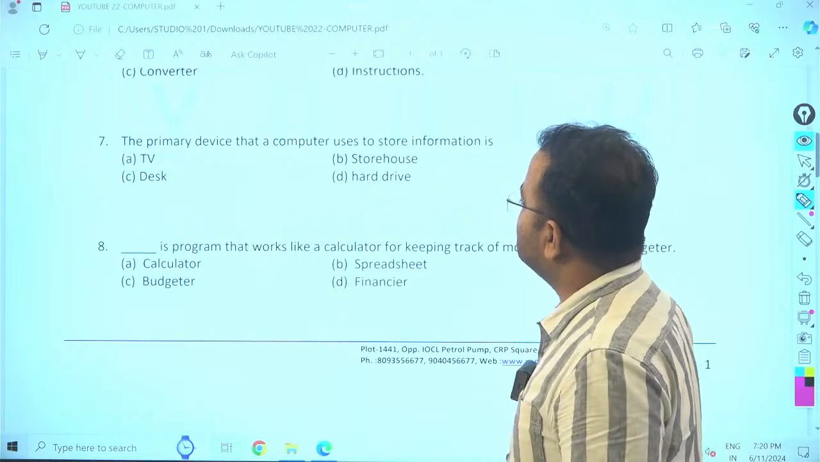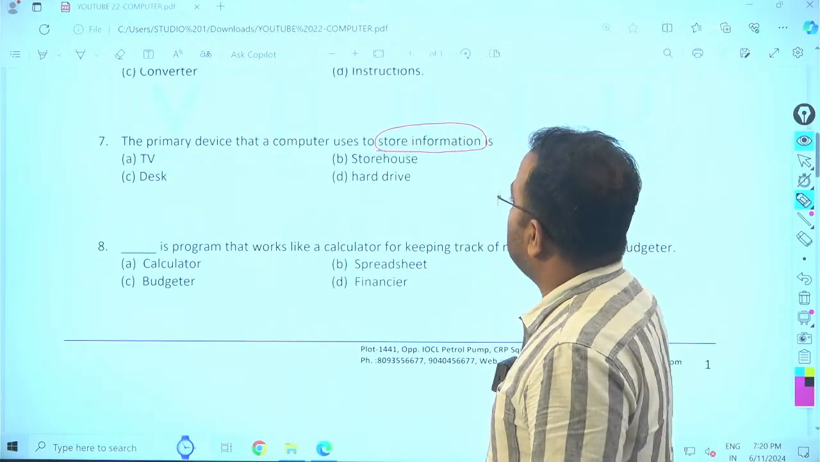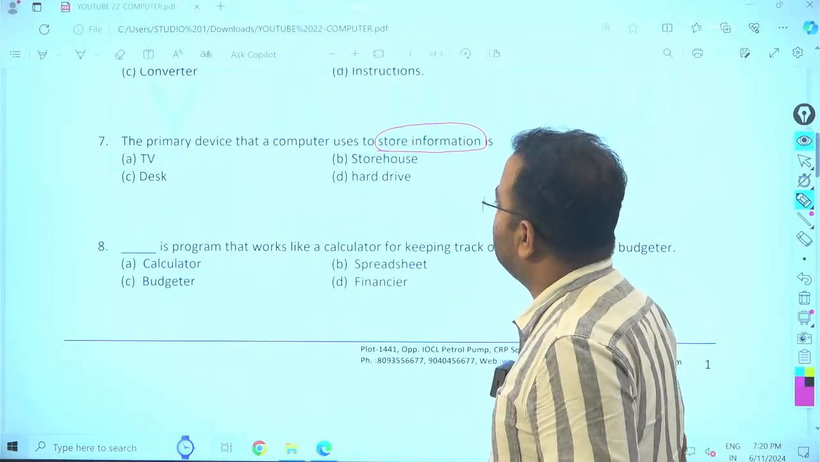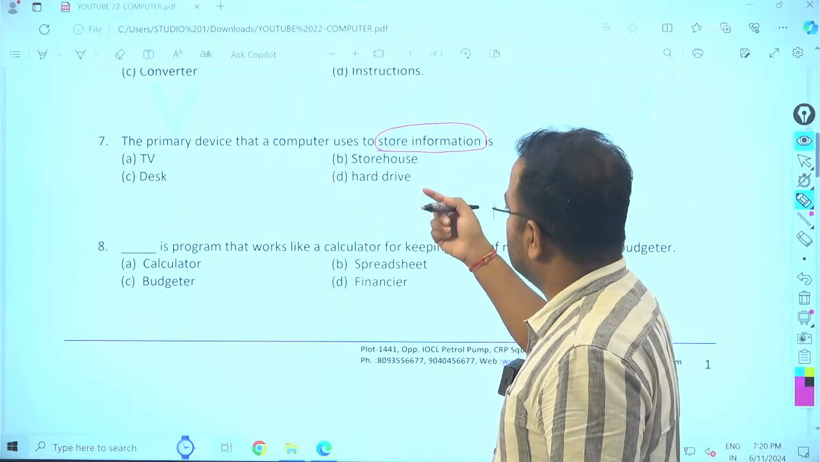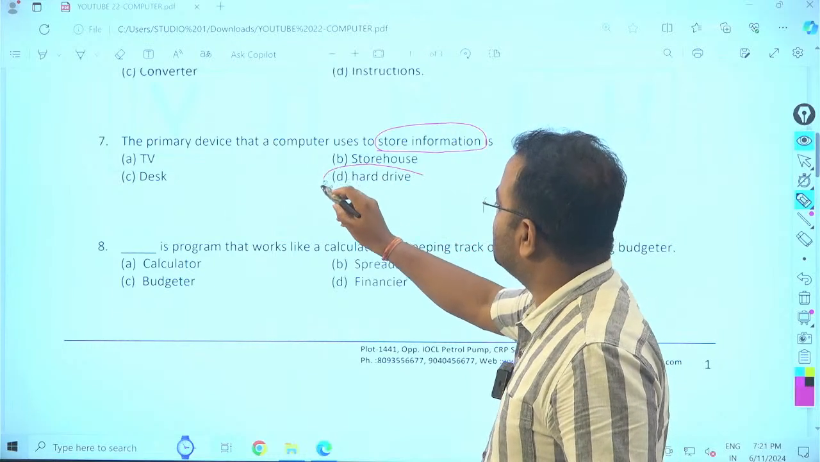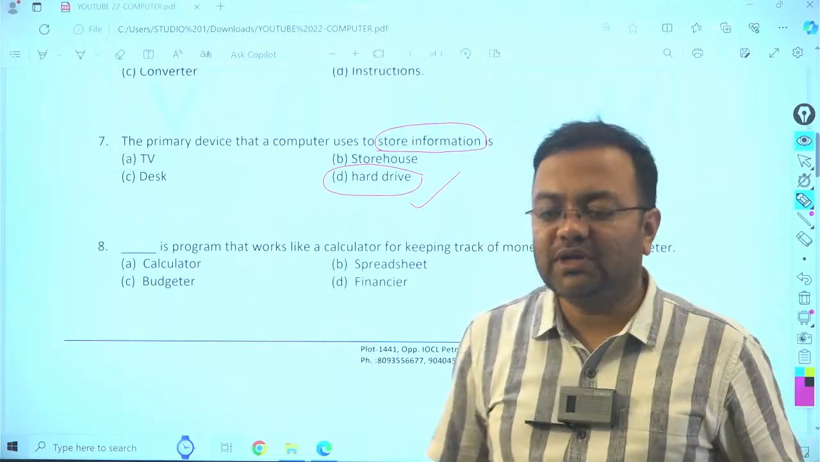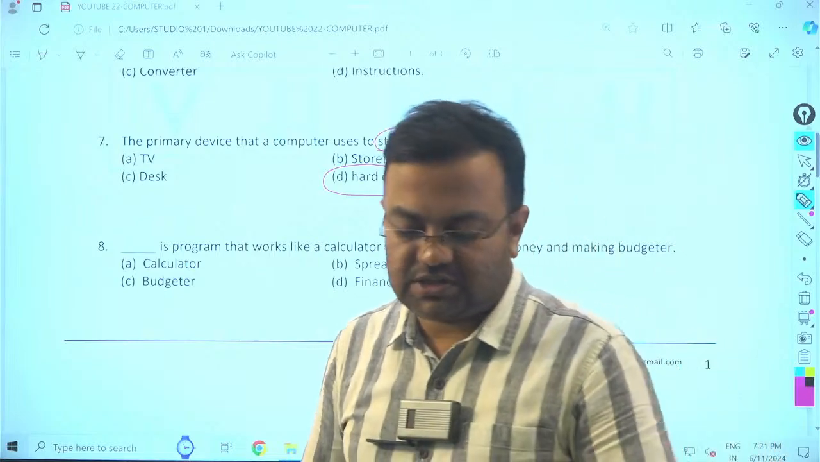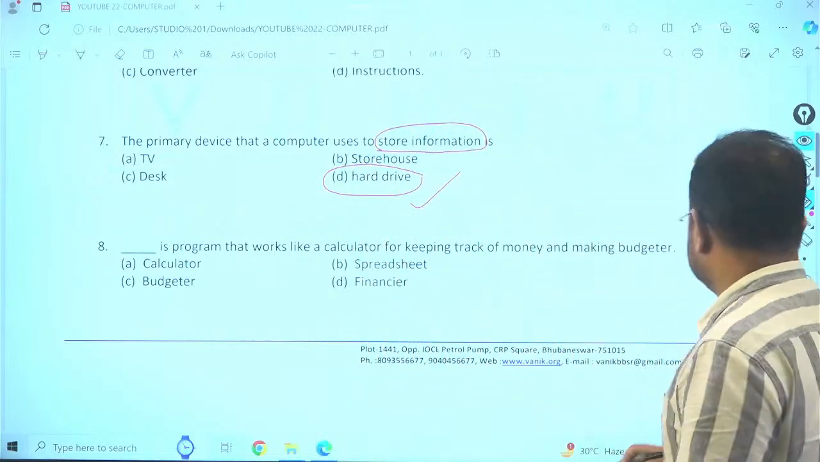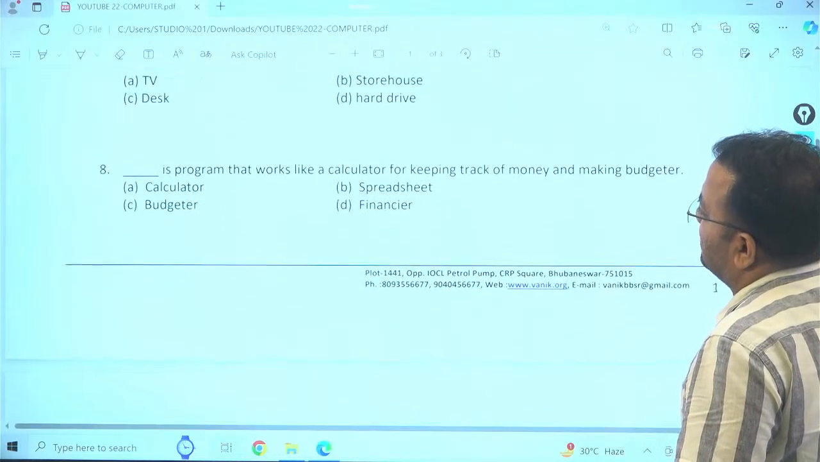The primary device that the computer uses to store the information. The primary device is basically used to store the information. So among these options, TV, desk, storehouse, hard disk, the answer is D, hard disk. Hard disk is the most common secondary storage where we can store a large volume of data permanently in our computer system. So question number 7, answer is D. Then goes to question number 8.